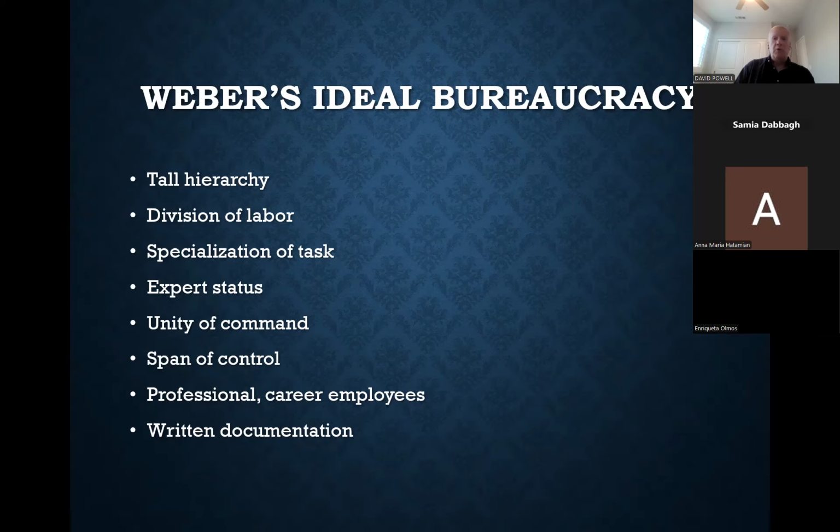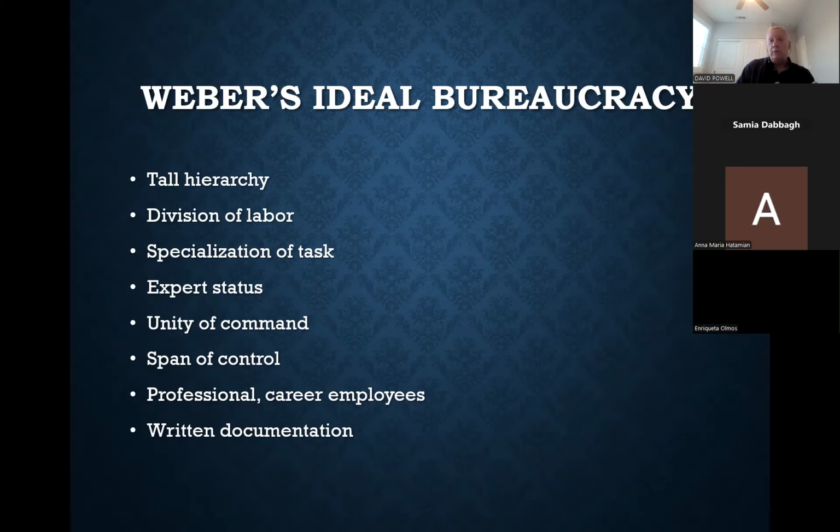Now, as you look at the organizations that you work in, you probably see this tall hierarchy in many of them. I'm sure you have an organization chart. That organization chart will show you how all the different positions in your organization are directly related to each other. It will show you to whom you are accountable as an employee and which employees are accountable to you. So that's your organization chart, that tall hierarchy.